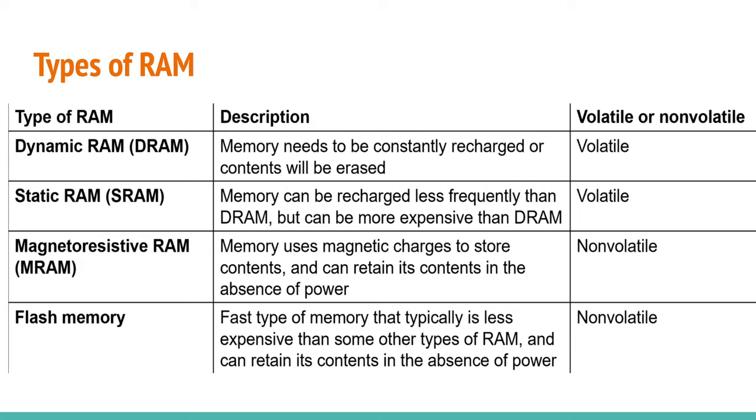Magnetoresistive RAM: non-volatile memory that uses magnetic charges to store contents and can retain its contents in the absence of power. Flash memory: a fast type of non-volatile memory that typically is less expensive than some other types of RAM and can retain its contents in the absence of power.